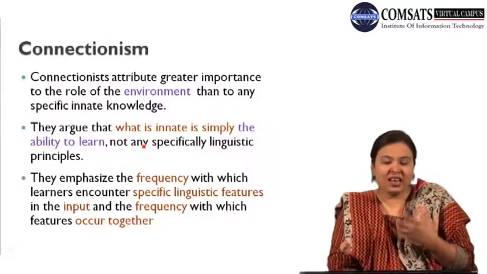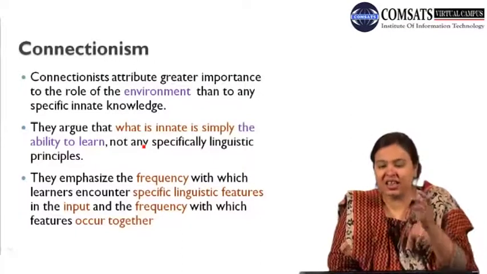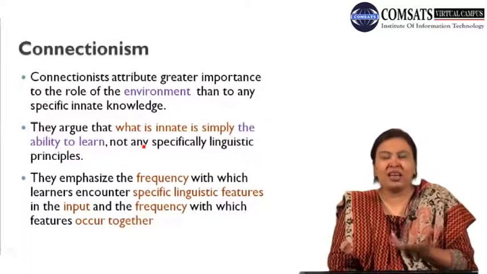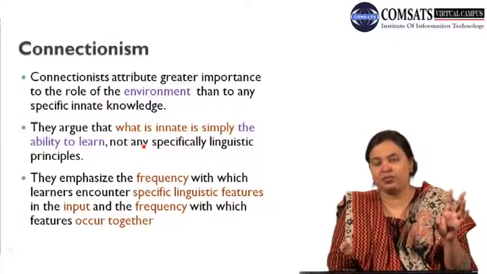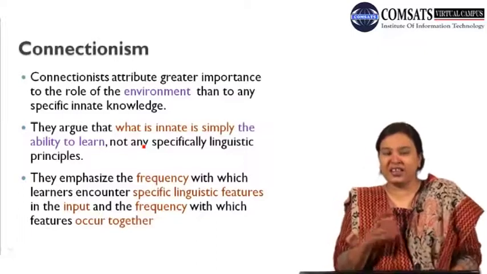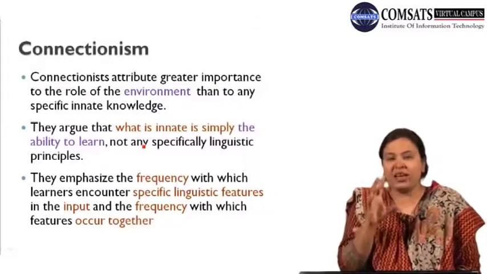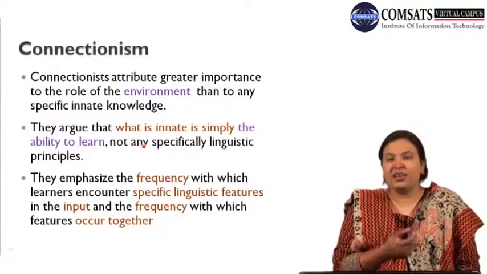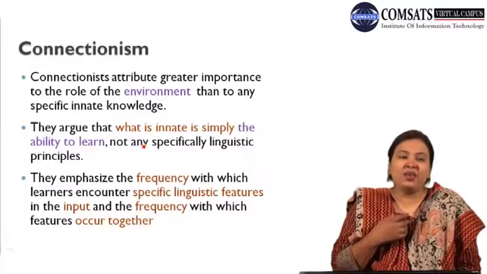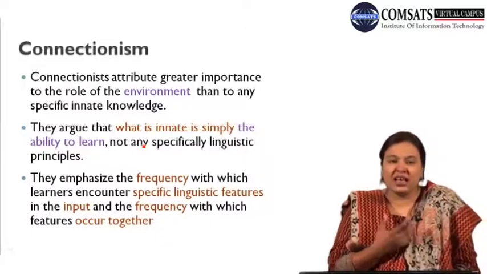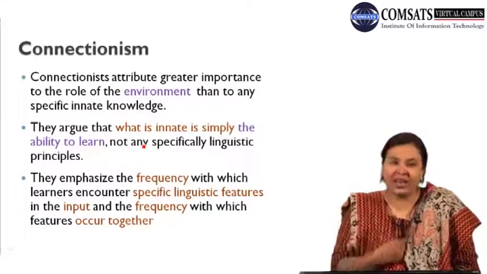They say that what is innate, yes, we can say there is something innate, but what is innate is simply the ability to learn. We innately have the ability to learn, but we innately do not have the knowledge of that language. So they refute the idea of universal grammar; they say we do not have any knowledge about the language as innate, but rather what we have as innate is the ability to learn. We come into the world as learners of language. We have the ability to learn, and then the language to which we are exposed, we learn it, we acquire it.